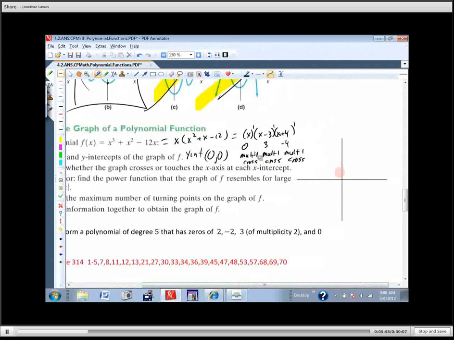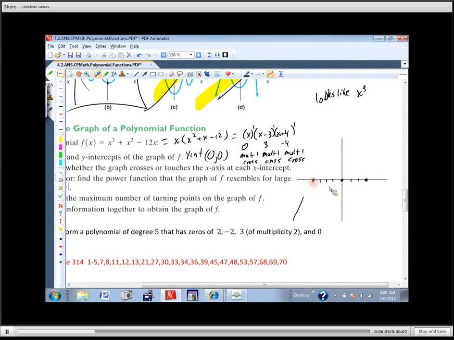So let's mark off 0. Let's mark positive 3. Let's mark negative 4. Okay. And then remember, this looks like x to the third. So does it start down here and go up, or does it start up here and go down? Okay, starts down and goes up. So we're going to come up here, and when we hit negative 4, okay, now everybody watch, please.